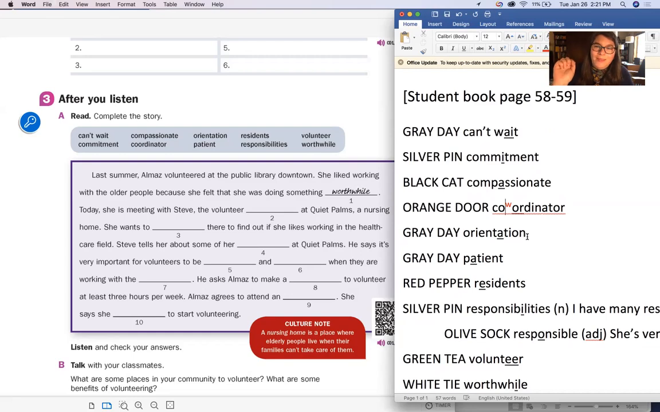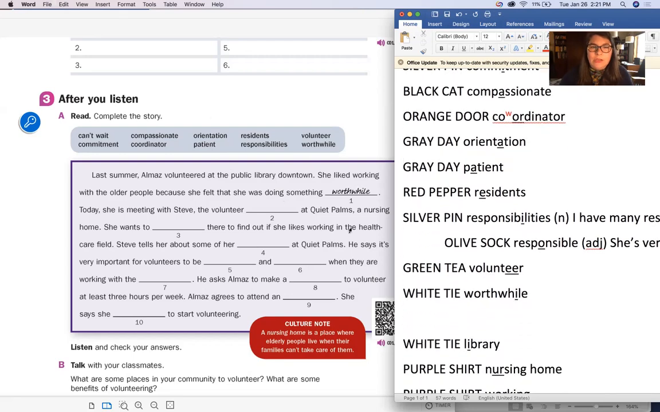Coordinator. Okay, practice that. It's not easy. Over here, orientation. Gray day orientation. Orientation, you know, because you took ESL orientation, it means information session. Patient, it's gray day patient. Patient. Gray day patient.